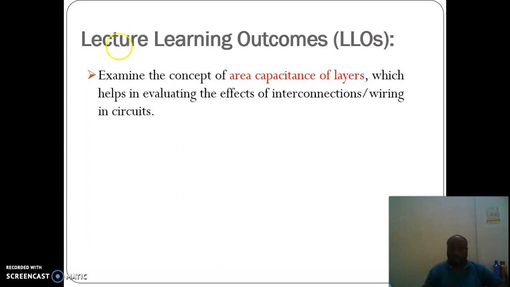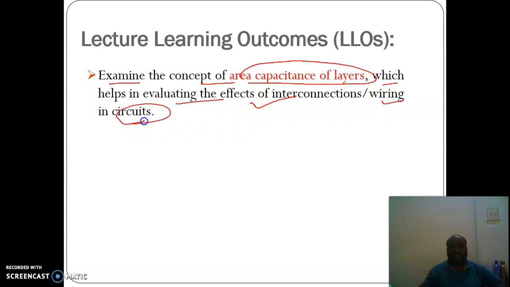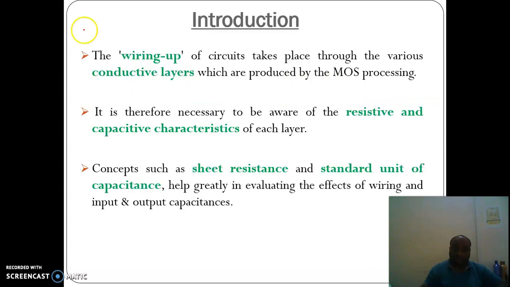After completion of this lecture, you will be able to examine the concept of area capacitance of layers, which helps in evaluating the effects of interconnections or wiring in the circuits. Going into the details, first of all, the wiring up of circuits takes place through various conductive layers which are produced by MOS processing.